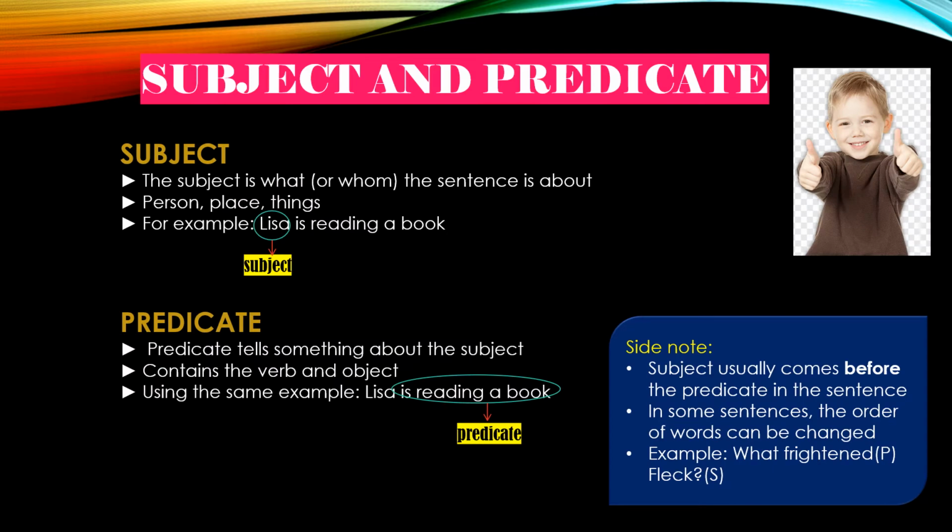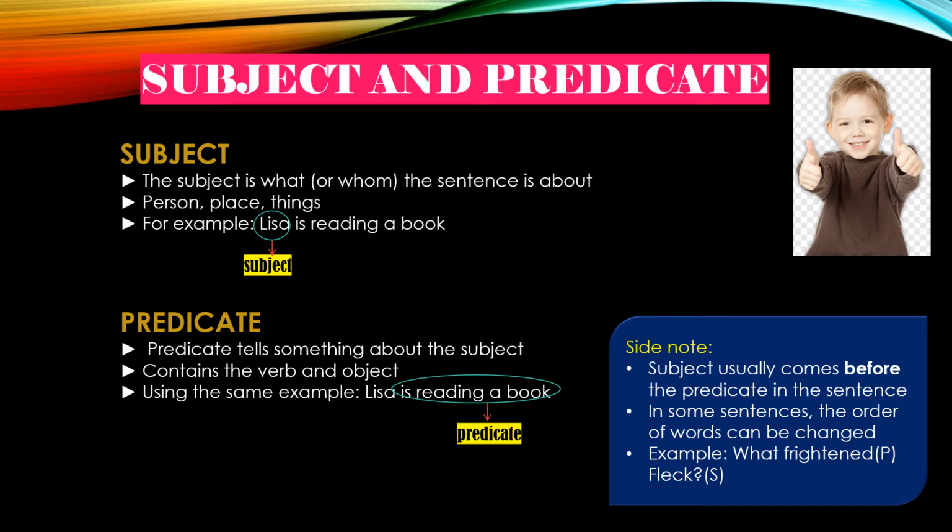Okay, so subject and predicate. What is a subject? A subject is what or whom the sentence is about. It can be a person, a place, a thing, or an animal. For example, Lisa is reading a book. So the subject here is Lisa.